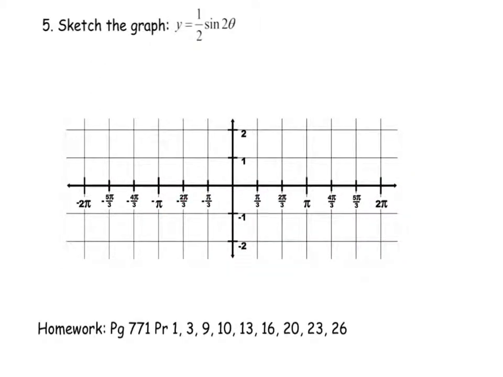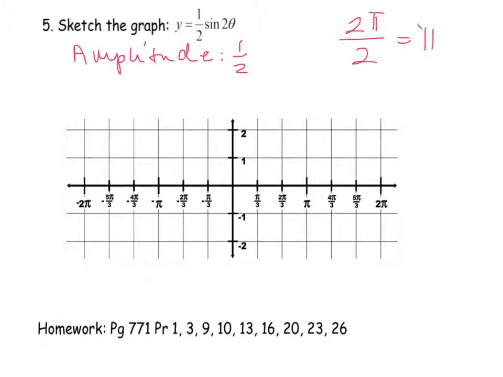In the last example, we are going to graph y equals 1/2 sine 2 theta. I know that the amplitude is going to be half, so that means vertically we are shrinking the graph, as well as horizontally we are shrinking the graph because of the 2 theta. So our amplitude is going to be 1/2, and 2 pi over 2 will give me pi. So that means one cycle or one period will occur over pi.